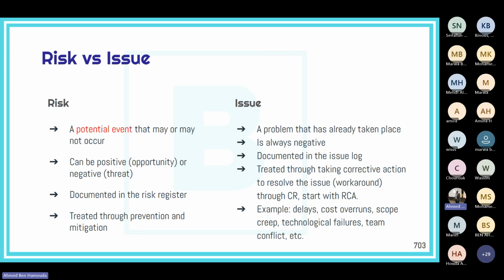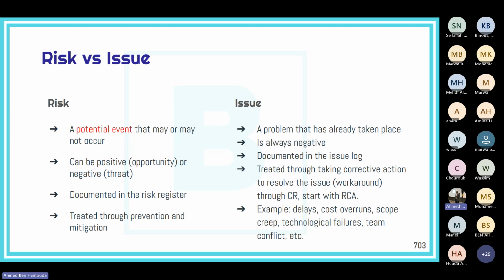However, an issue is quite different from a risk. An issue is a problem, an event that has already happened, took place. An issue is always negative, okay? And it is documented in the issue log. Issues are treated through corrective actions, or sometimes it's called a workaround or pivot, okay? Usually that requires a change request.